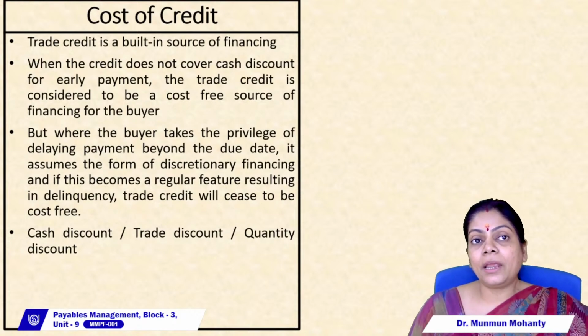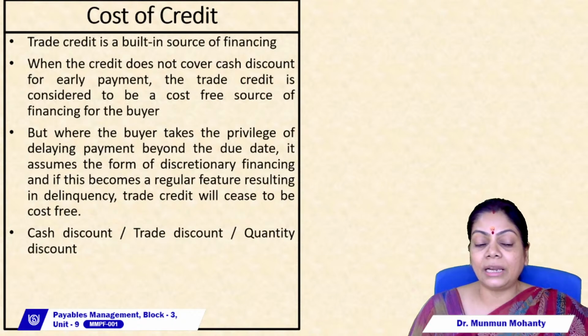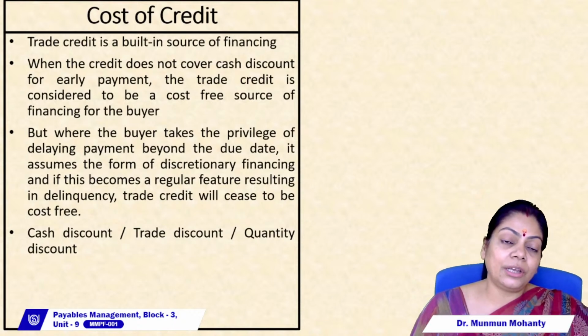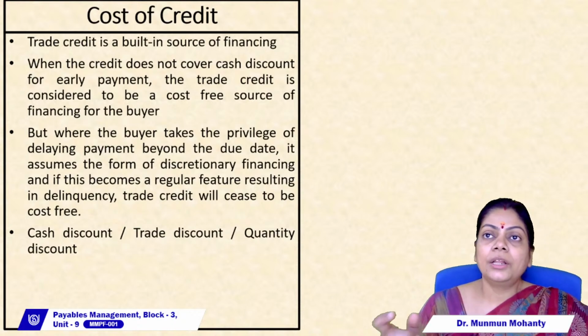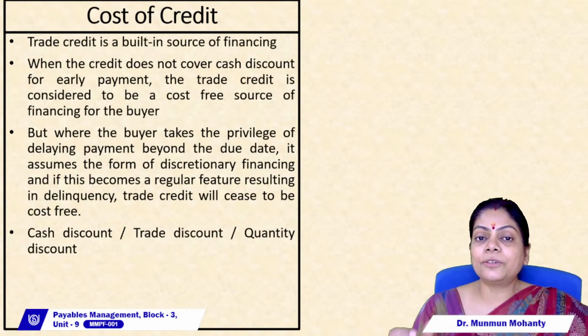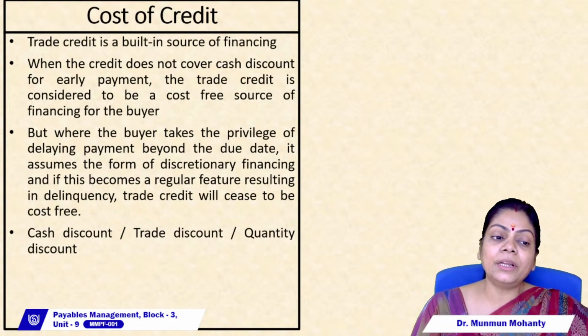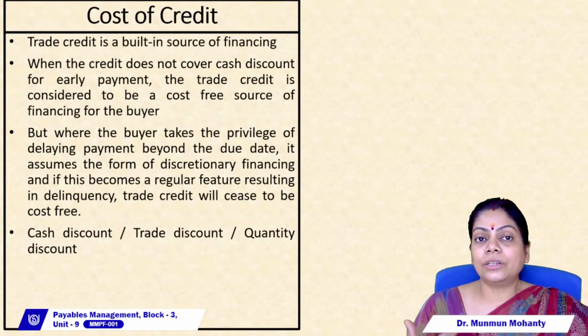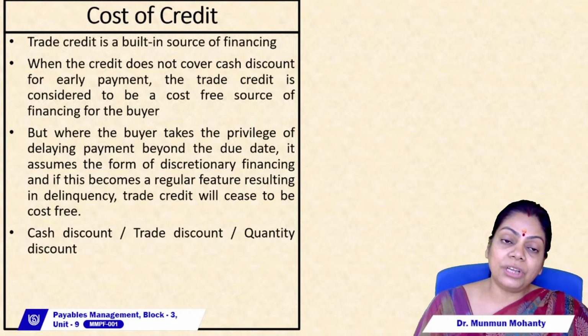Otherwise, you can pay from the 11th day to the 30th day, you have to pay the whole of the 10 lakh rupees. So this is an example of a cash discount where the seller accepts the reduced payment as the incentive for paying early. That is called the cash discount.